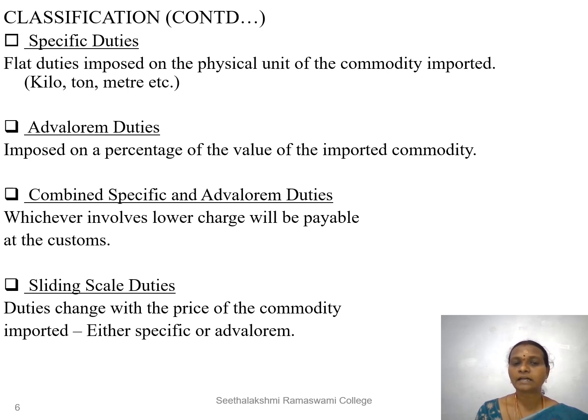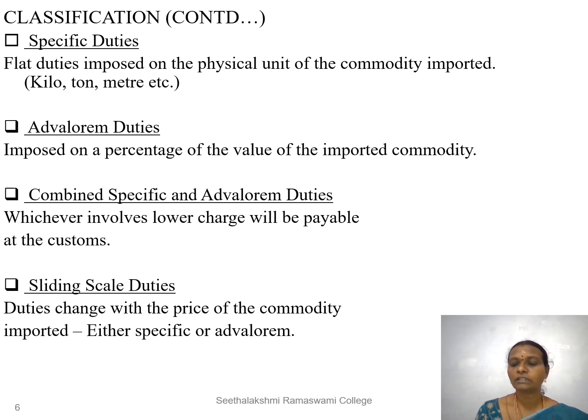The third kind is combined specific and ad valorem duties. Here the government follows either specific or ad valorem duties. In the beginning of the trading activity, it may impose specific duties. After a period of time, it will follow ad valorem duties. According to the convenience of the particular country, it will impose the tariff either on the basis of physical unit or on the basis of the percentage value of the commodity which we are going to import from another country.